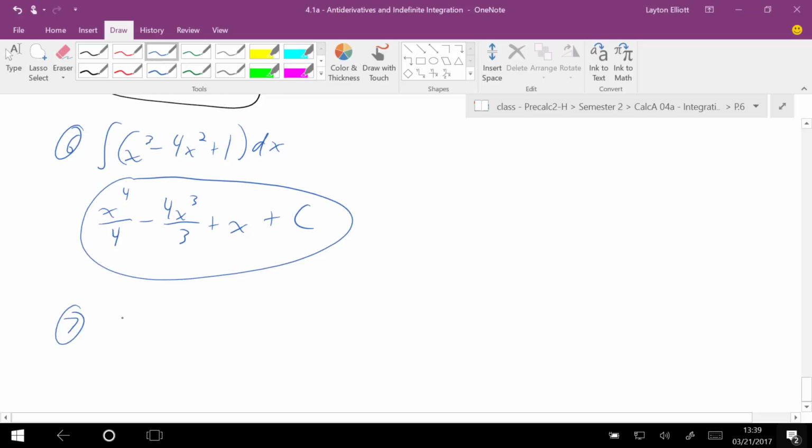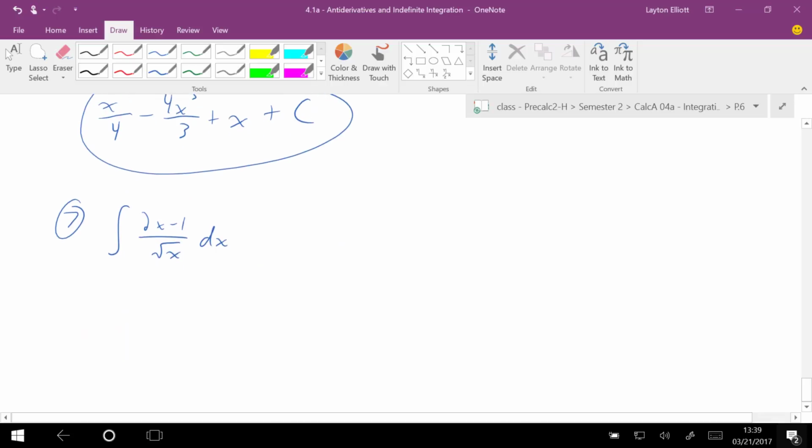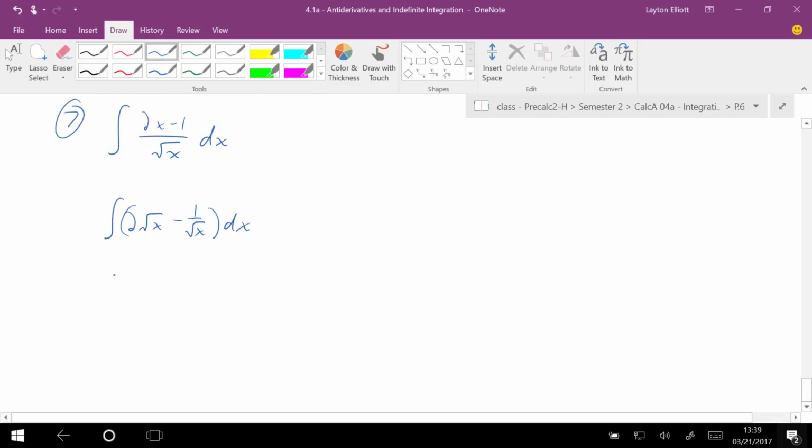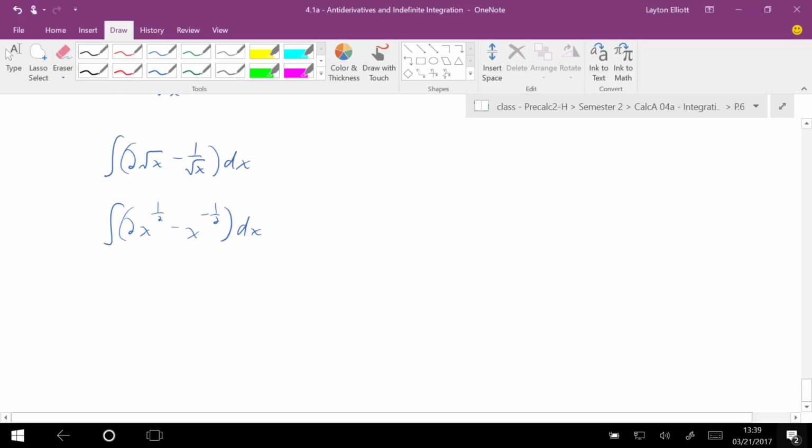Seven, we're going to do the integral of 2x minus 1 over root x dx. So this is a case where you want to first rewrite this. So I'm going to divide this into both the numerator. So I get 2 root x minus 1 over root x dx, which is the same as 2x to the 1/2, keeping this in parentheses, minus x to the negative 1/2 dx.